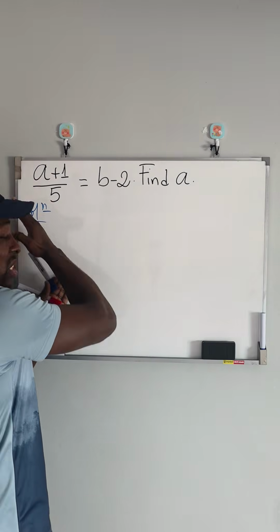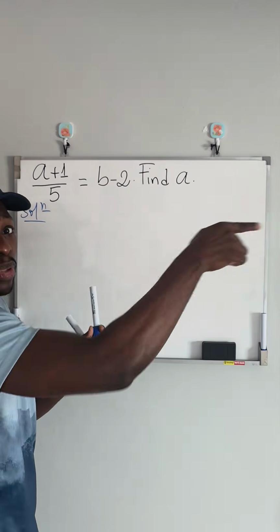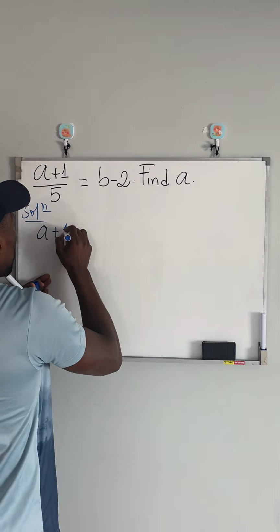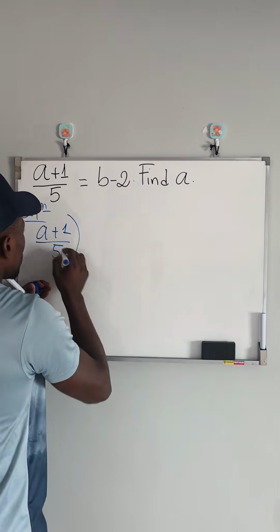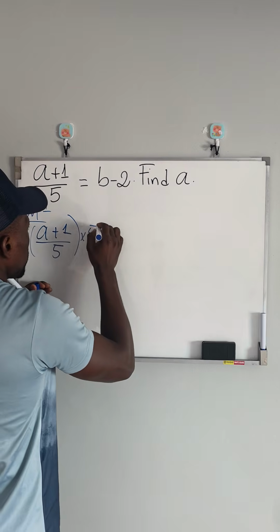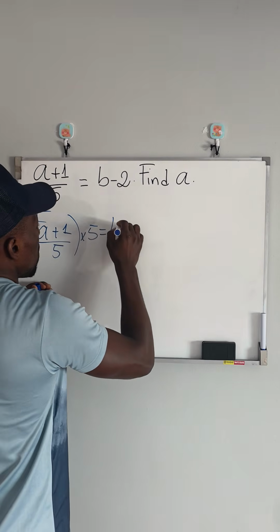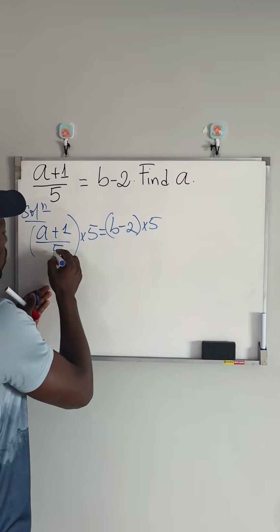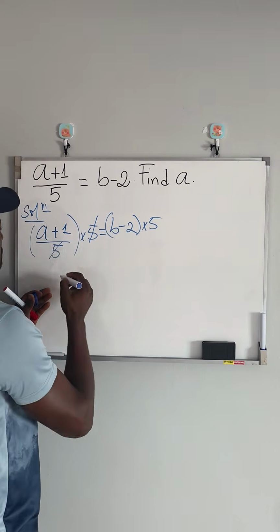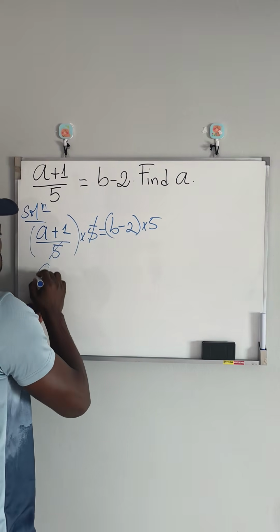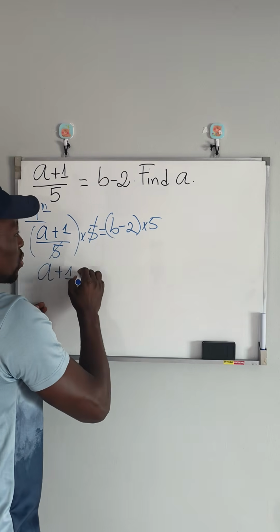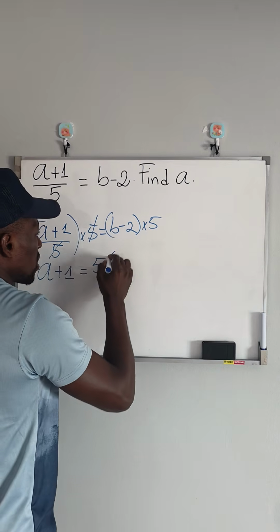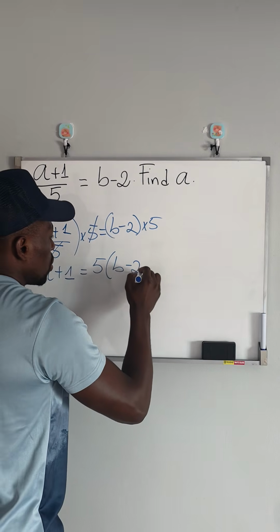And whatever we do on one side of the equation, we have to do the same to the other side of the equation. So we will have here A plus 1 all over 5, all of this multiplied by 5. It should equal B minus 2, all of this also multiplied by 5. Clearly, you see that this 5 will cancel this 5. And at the end on the left, we will have just A plus 1. And to the right, I want to leave it like this. We will have a 5, which is multiplying a B minus 2.